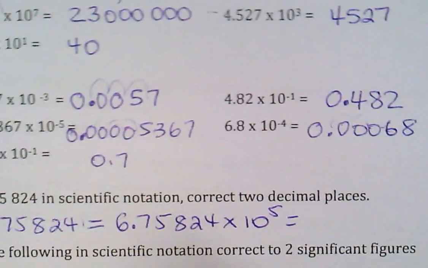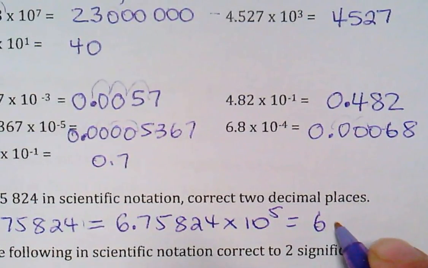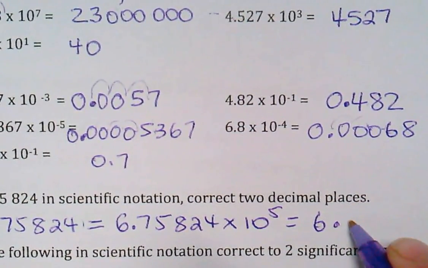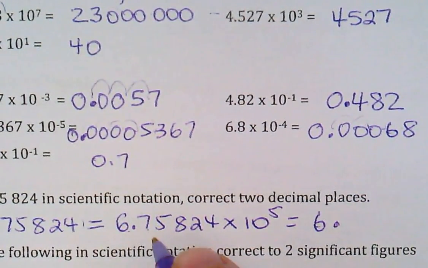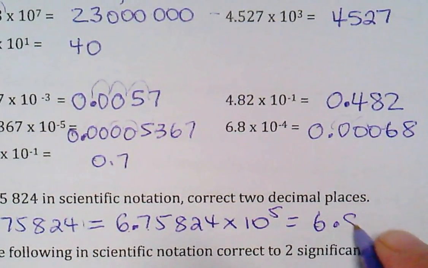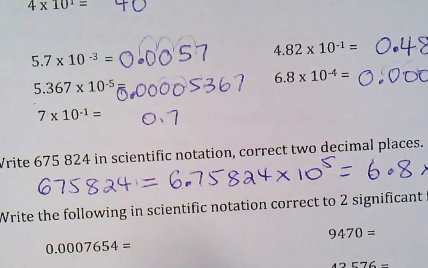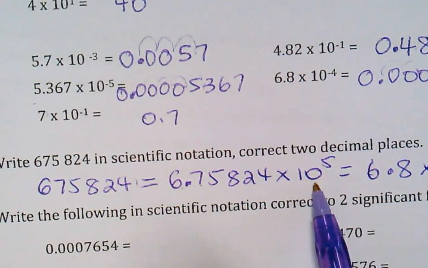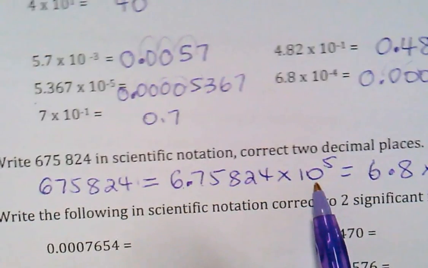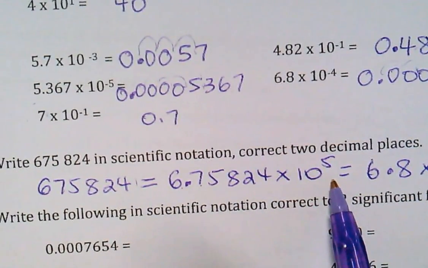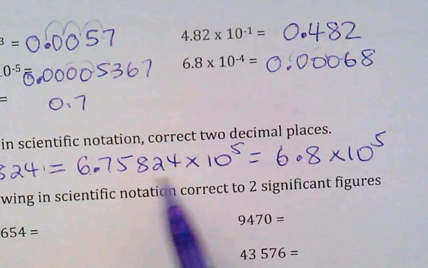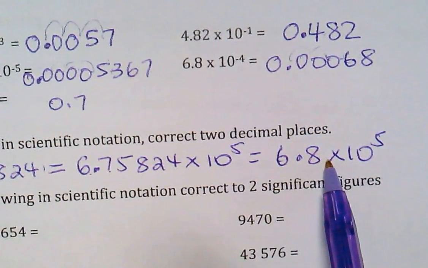Now, see the first number? Do it to 2 decimal places. 6.7 or 6.8? I want only 2 decimal places. 6.8 times 10 to the 5. Girls, I want you to treat this as 2 separate questions. Write it in scientific notation first, and then the first bit, write it to 2 decimal places.